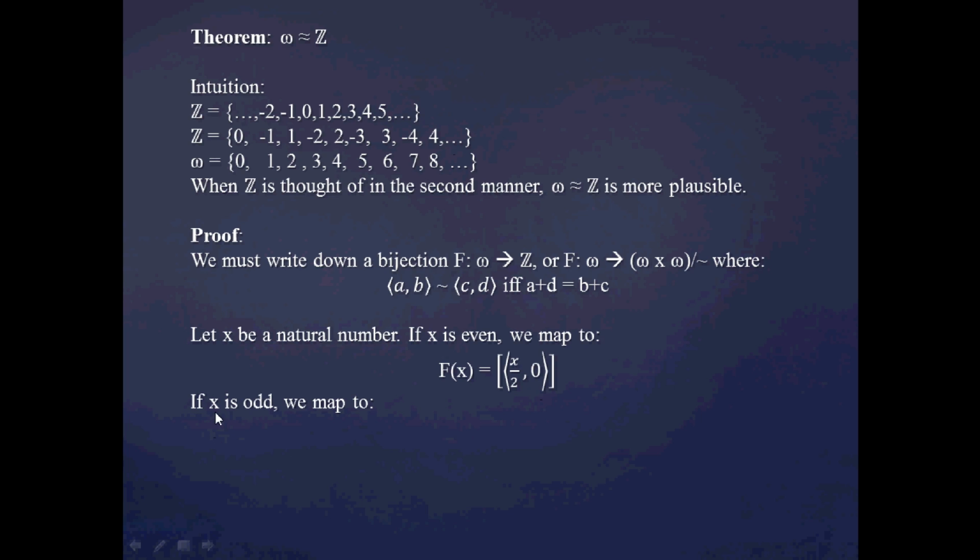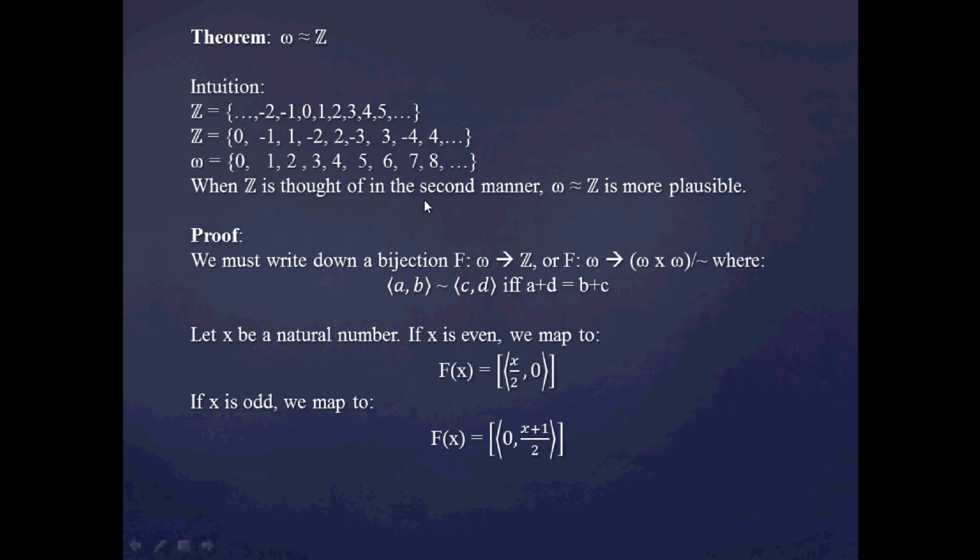Now in the other case, when x is odd, we're going to map to something a little bit different. I'm going to map to the equivalence class of (0, (x plus 1) over 2). And again, hopefully you can see why this works. If I pick, let's say, 5, I want to map that to -3. So I'm going to add 1 to 5, that's going to give me 6, divided by 2. That gives me 3. But since I want the negative, I'm going to put that in the second component instead of the first, because I want the negative over here.